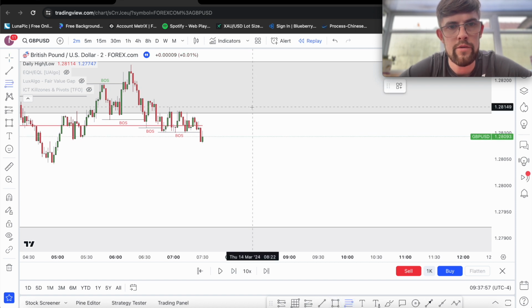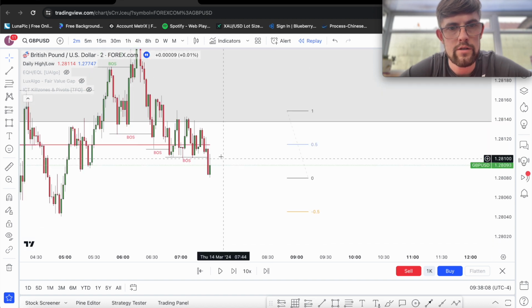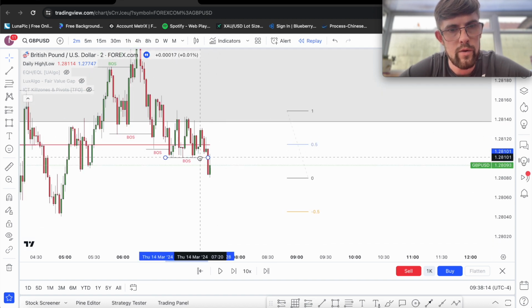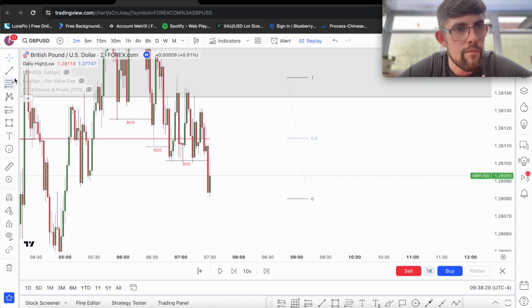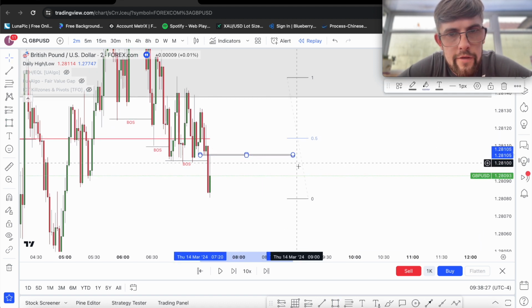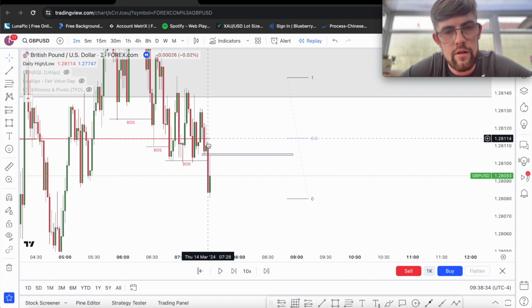Then I mark the premium discount tool up from the high to the low, and then look for a fair value gap. Now because this is quite a tight swing range, the fair value gap on this trade was quite small. Entry point was so slim here. As you can see, this fair value gap was printed between these two bullish candles and this large bearish candle.